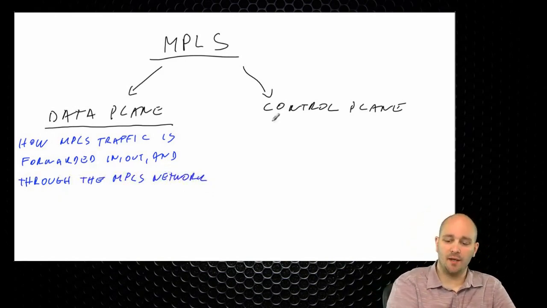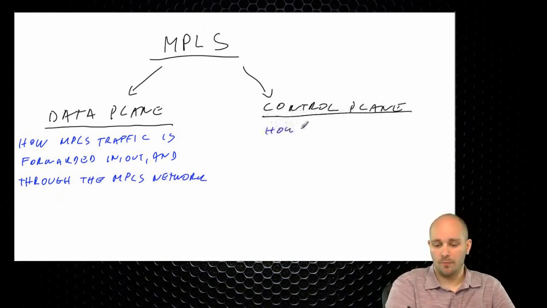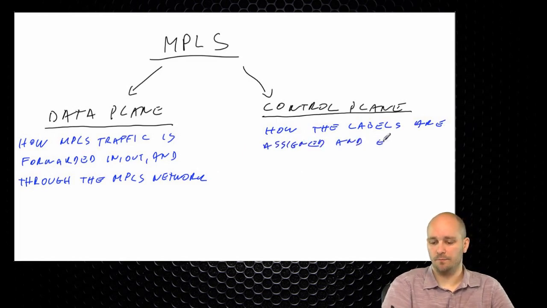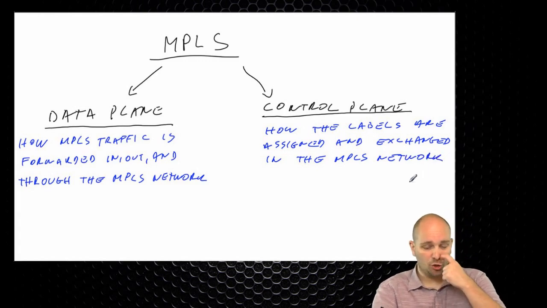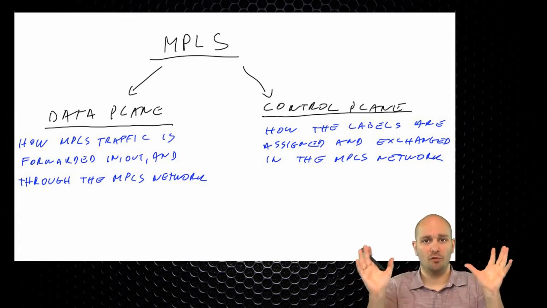Control plane in MPLS deals with how the labels are assigned and exchanged in the MPLS network. So these are the two, as I said, related but relatively independent operations of MPLS.